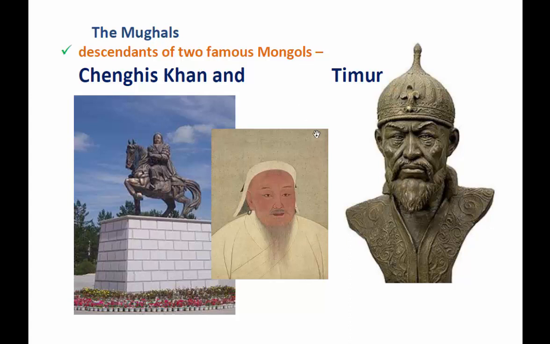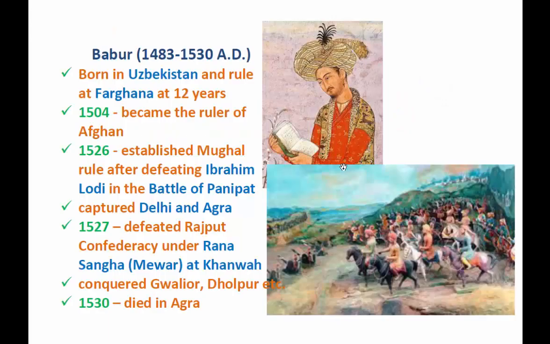You can see from the picture right here. This is Genghis Khan. The other is Timur. They have the blood of these two very famous Mongols. And Babur was the first ruler of the Mughals.